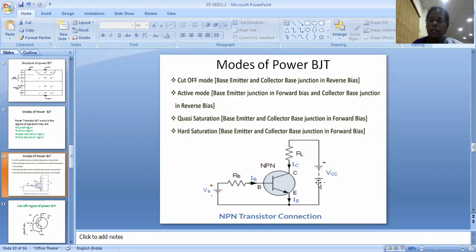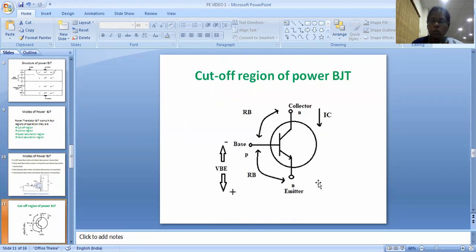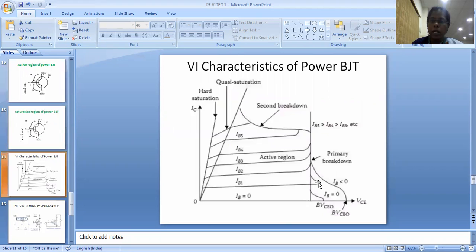Right? So this is the category we have: if both the junctions are reverse biased, cutoff region; both the junctions are forward biased, saturation region. If the input junction, base-emitter junction, is forward biased and the collector junction is reverse biased, then it will be working in active region. So we'll go to the curve so that we can understand better.